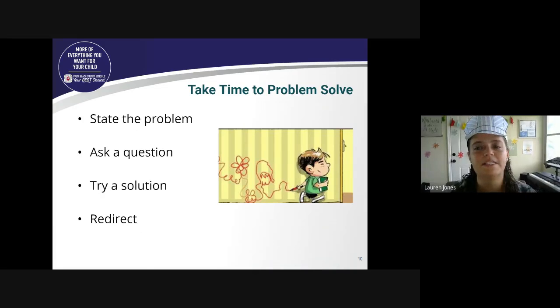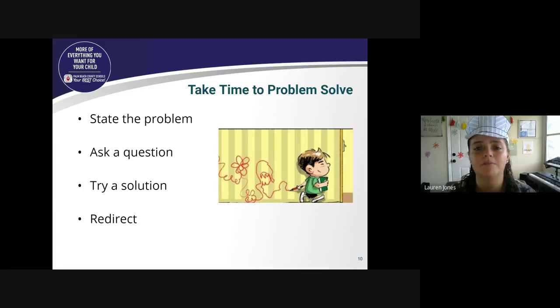It's also important to take time to problem solve when you do come across situations where your child is upset. Here, for example, we have a child who wants to draw on the wall. So we're going to look through the problem solving steps. State the problem, ask a question, try a solution, and redirect.